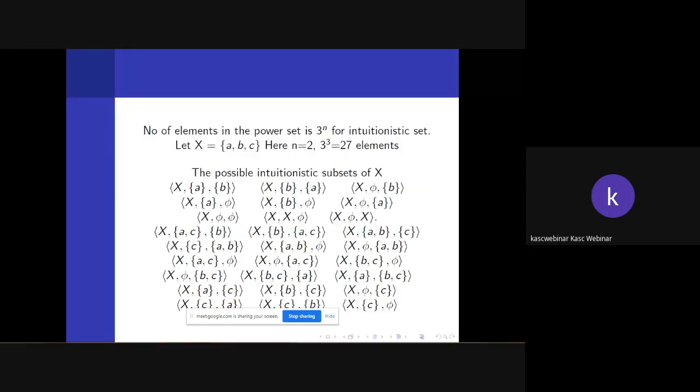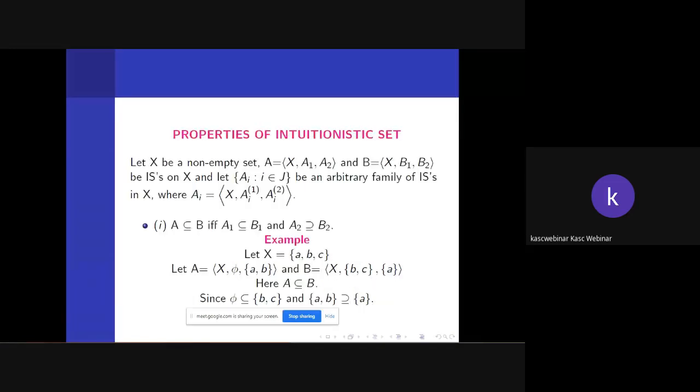So I have given an example if you have 3 elements also. Suppose if you have 3 elements, if it is a classical set, crisp set, you will have 2 cube, then it is 8 elements. But here you have 27 subsets in an Intuitionistic set. So that's the thing I have given in the example.